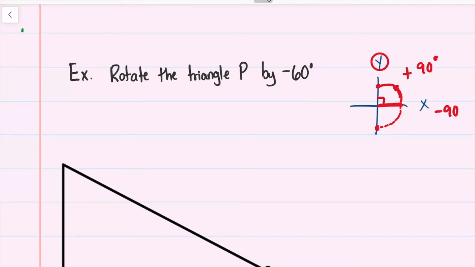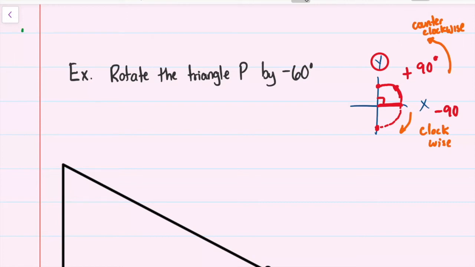So another way to remember this is positive 90, you're going to go against the clock, the opposite rotation of the clock. We call it counterclockwise. And if you go negative 90, like a clock, in the direction of a clock, you call it clockwise. So that's how we know what direction this triangle is supposed to go.